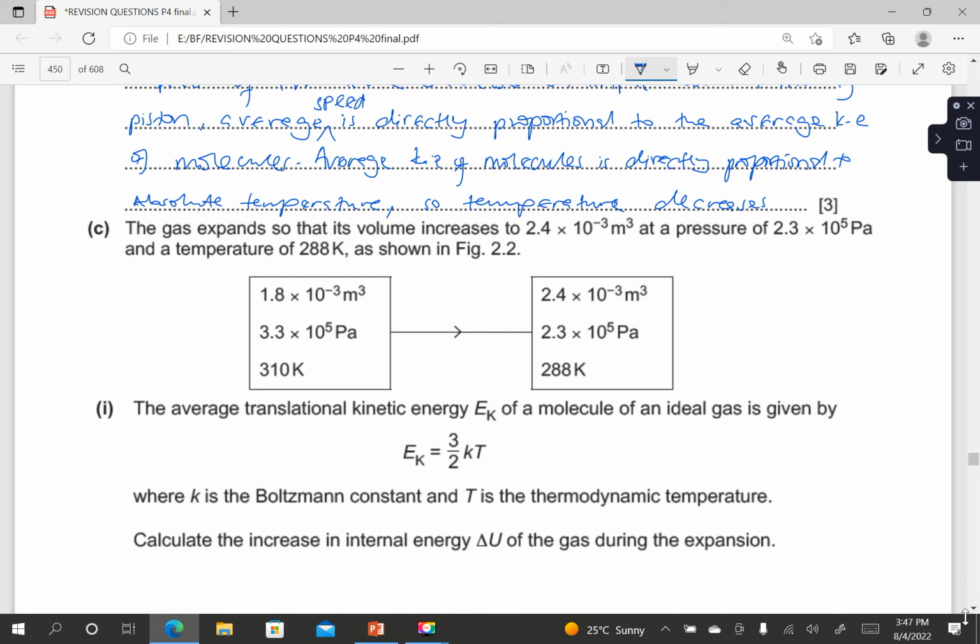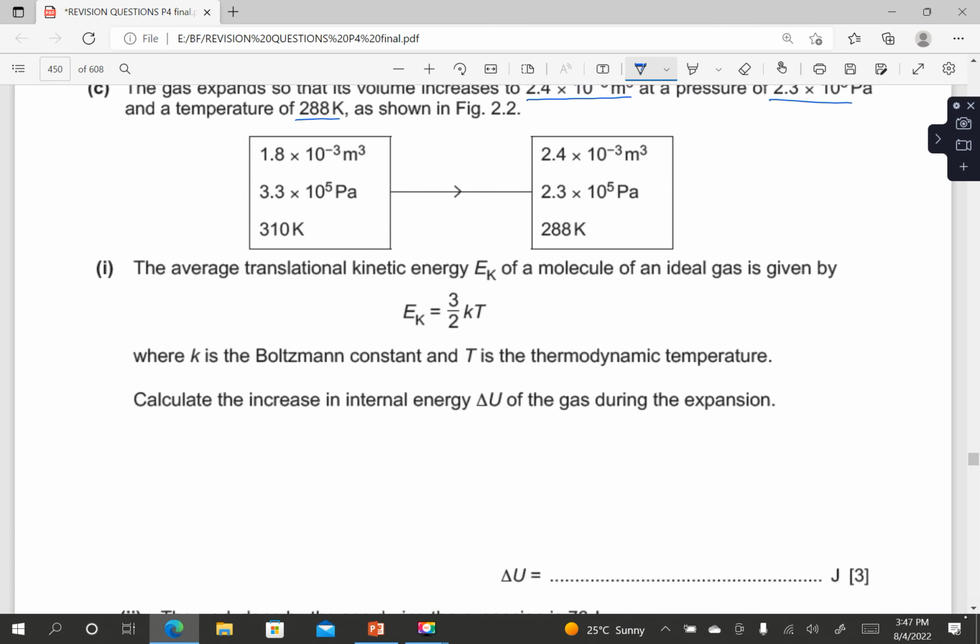The gas expands so that its volume increases to 2.4 times 10 power negative 3 meters cubed at a pressure of 2.3 times 10 power 5 pascals and at a temperature of 288 Kelvin. So these are the stages shown in the diagram. The average translational kinetic energy EK of a molecule of ideal gas is given by this expression. k is the Boltzmann constant and T is the thermodynamic temperature, or absolute temperature.